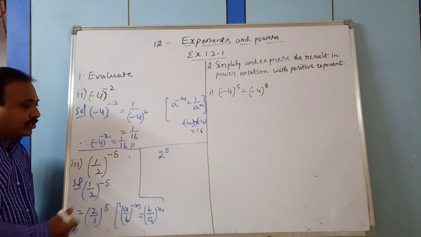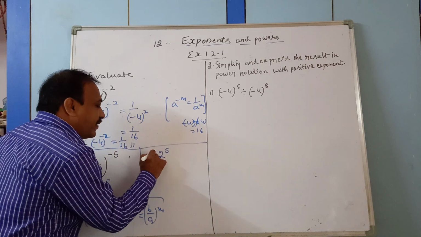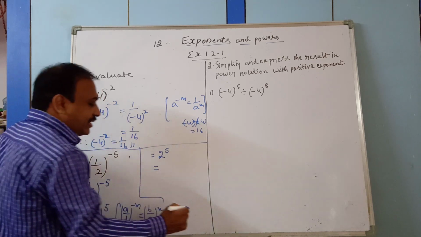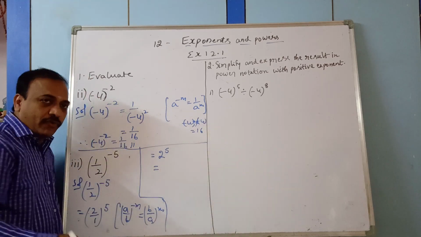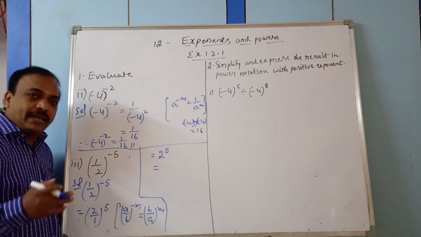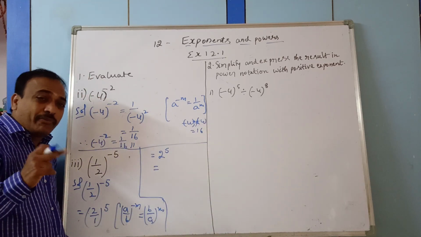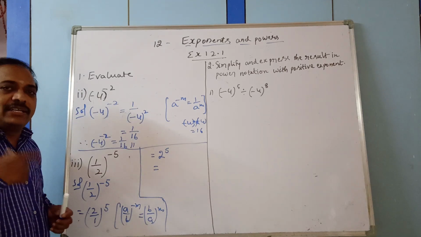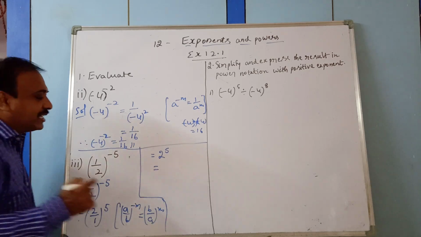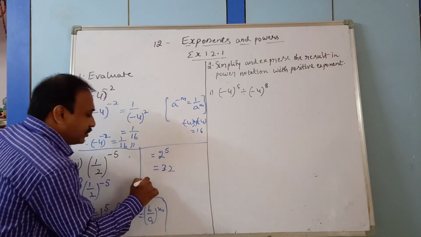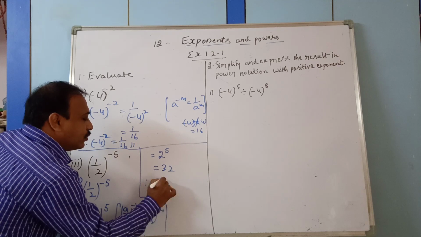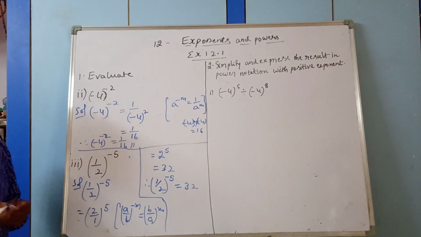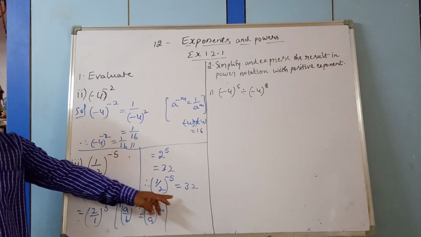So (2/1) whole to the power 5 is nothing but 2 power 5, which equals 2 into 2 into 2 into 2 into 2. If you multiply, 2 twos are 4, 4 twos are 8, 8 twos are 16, 16 twos are 32. This is 32. Therefore (1/2) whole to the power minus 5 is equal to 32. Is it clear?